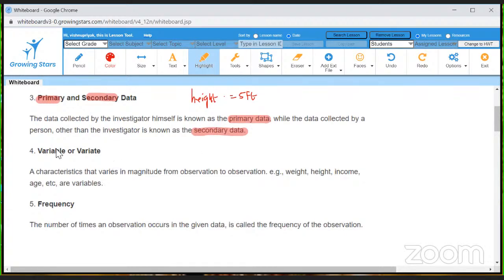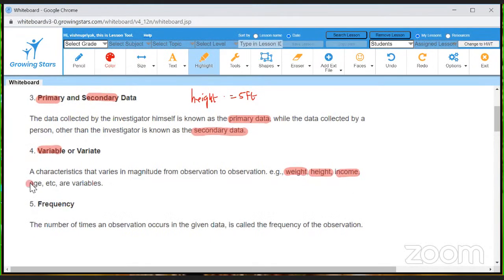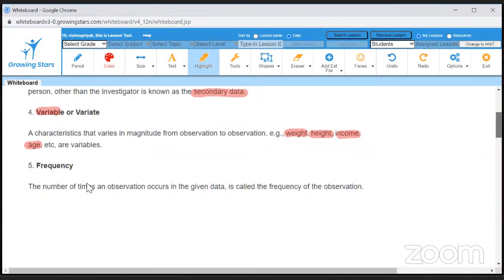Next is variable. Variable means the thing which is different for different persons. Like weight of each person will be different. Height of each person will be different. Income will be different. Age will be different. These are called variables.